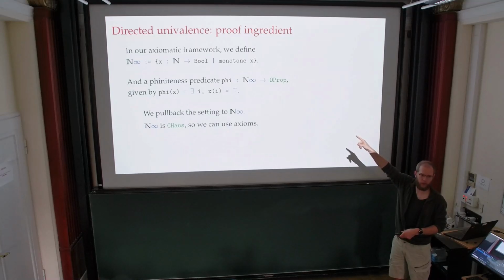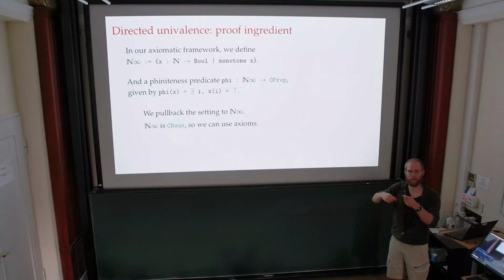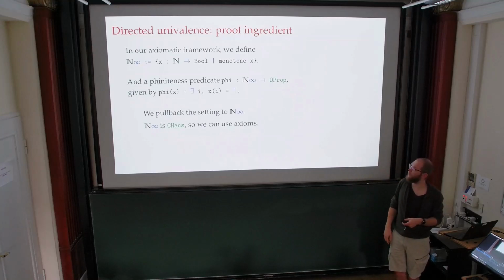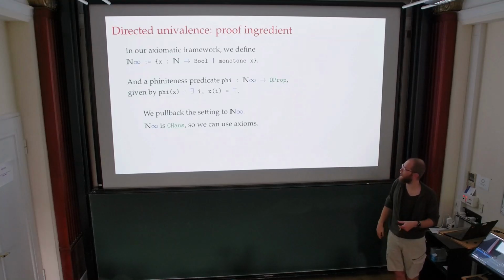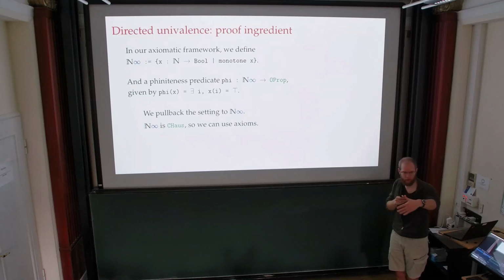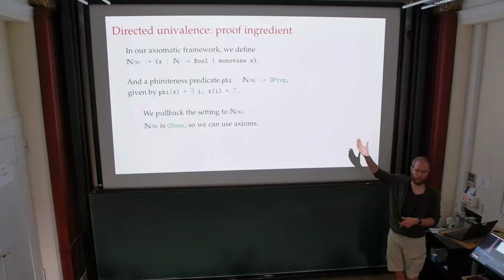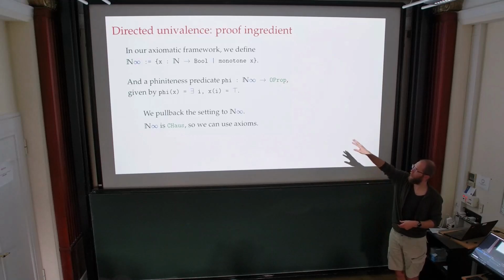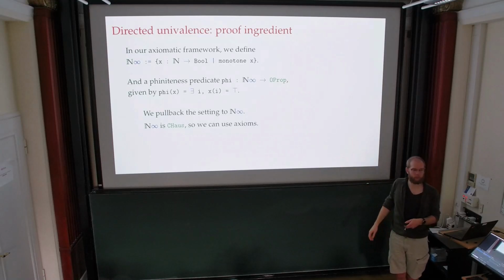And now we take a subtype consisting of all the x's from n to bool that satisfy this monotonicity predicate. And you unfold the monotonicity predicate, it's saying for all i and j, if i is less than j, then xi is less than xj. And you just structurally see that the axioms say this predicate is going to be a CHaus predicate. It's a closed predicate. And so n infinity is going to be a closed subset. And so hence it's CHaus.